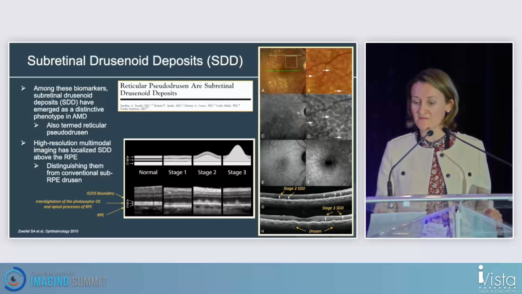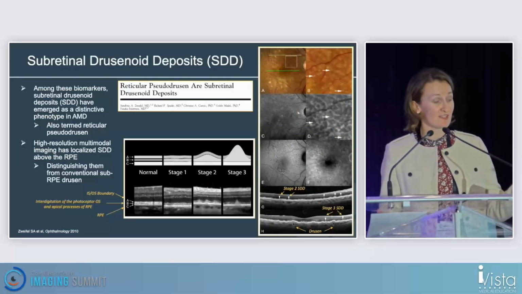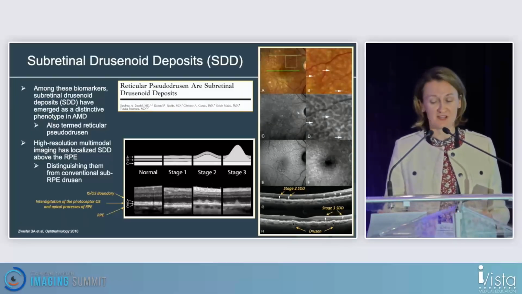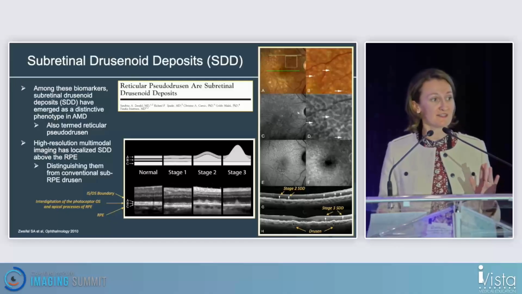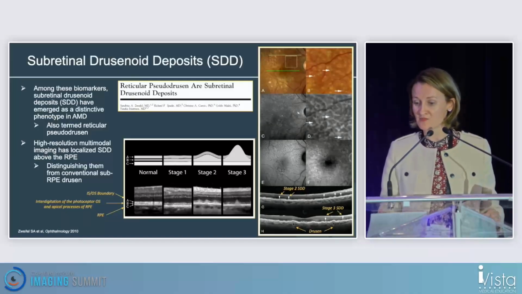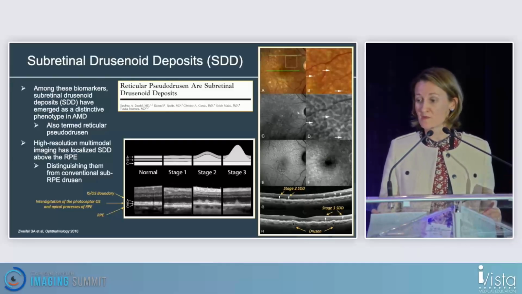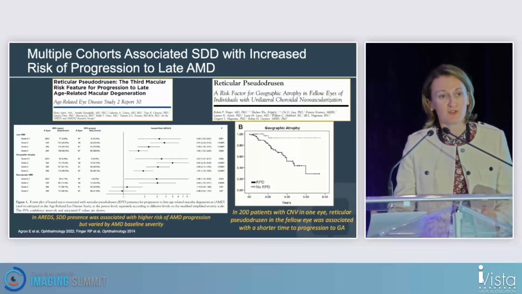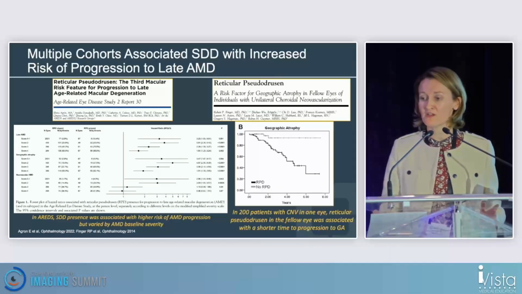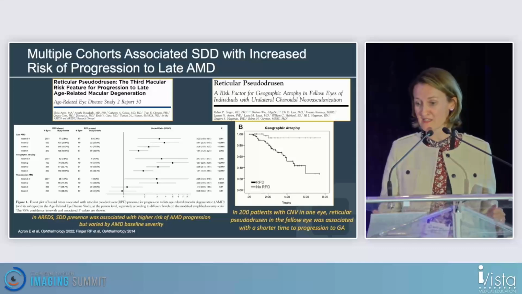This is the classic paper that was published in 2010 looking at different stages of what was termed SDD. And at stage 2, you have deposits underneath the EZ, and then at stage 3, almost this canonical form that pops through the ellipsoid zone. So really distinguish these as a separate entity than sub-RPE drusen. There have been a lot of studies looking at SDD and whether or not these are associated with an increased risk of progression to late AMD.